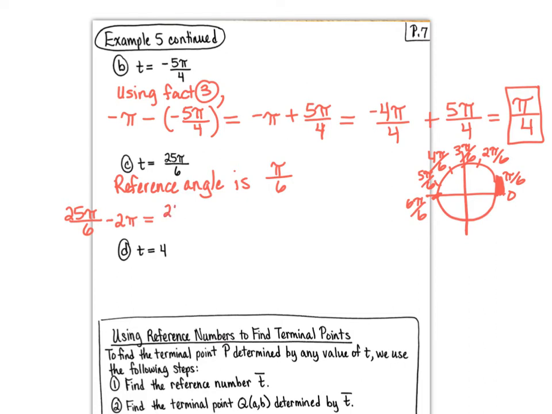So that will be 25 pi over 6 minus 12 pi over 6, because 12 pi over 6 is the same thing as 2 pi. We wanted the same denominator. So this gives us 13 pi over 6. This is positive.